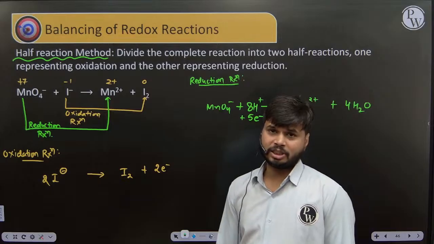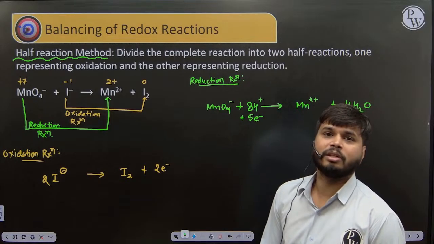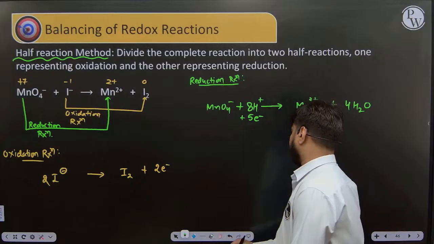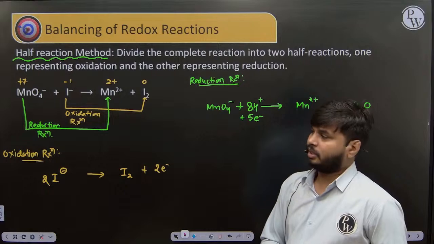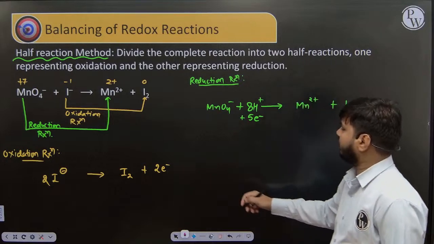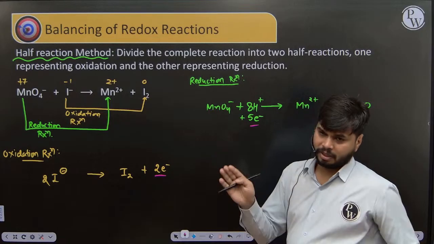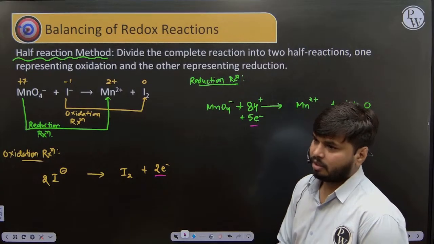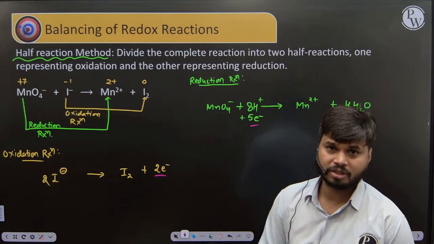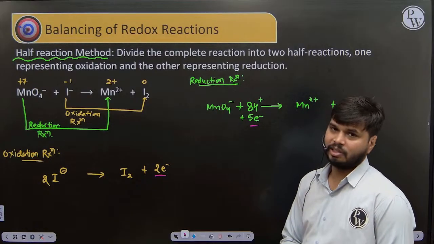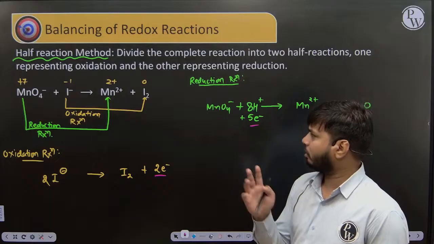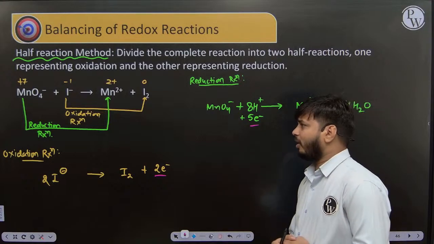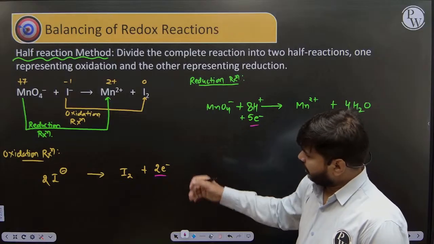So now we have balanced the two equations separately, oxidation and reduction. Now we are going to combine them. Whenever we combine the reactions, we have to cancel out the electrons. Why do we have to cancel out the electrons? Because the number of electrons lost in the oxidation reaction must be gained in the reduction reaction. So overall there will not be any electrons. So we have to cancel out the electrons.